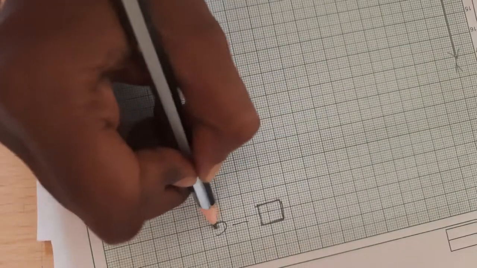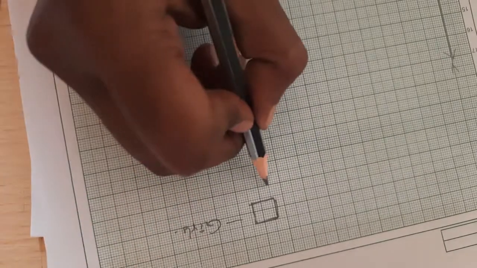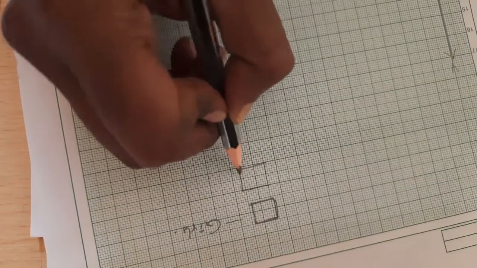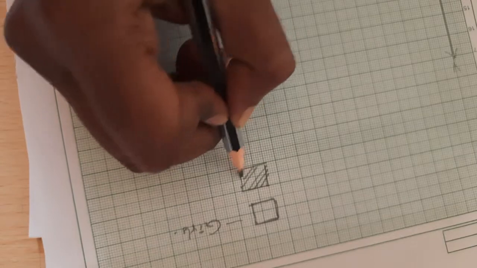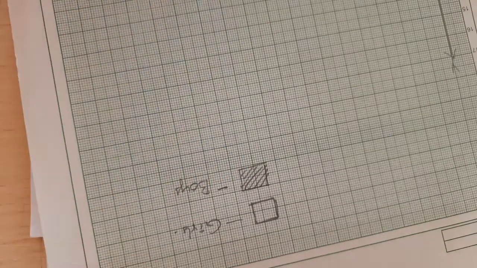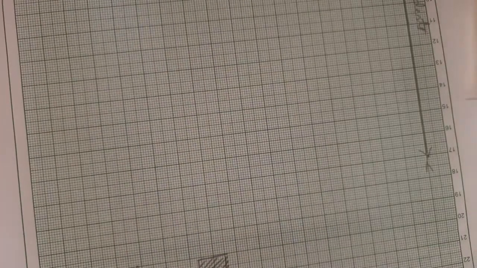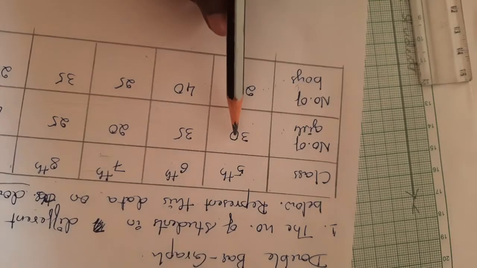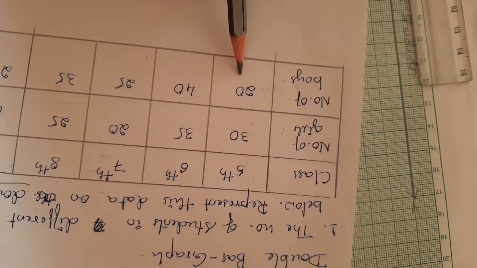So I'll make the scale as, see, this blank box represents girls. And one more, I'll take this as the lines, and this represents boys, right? So now see, in 5th standard how many girls were there? In 5th standard, 30 girls and 20 boys.